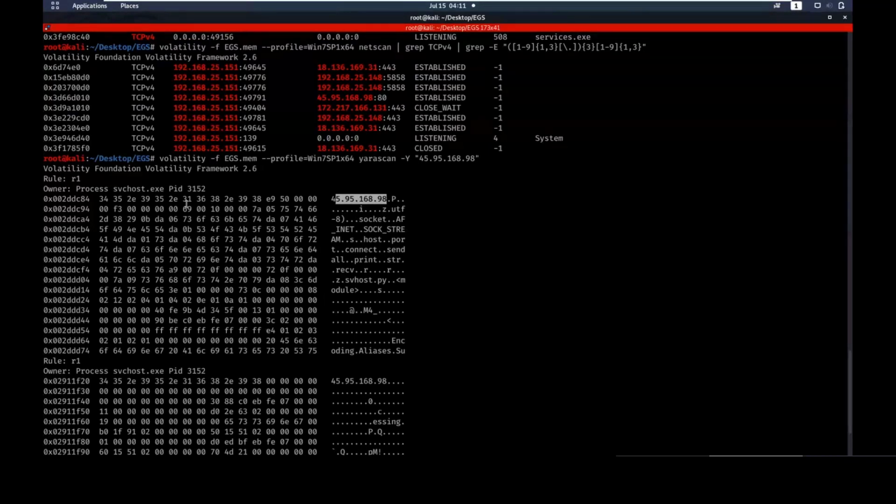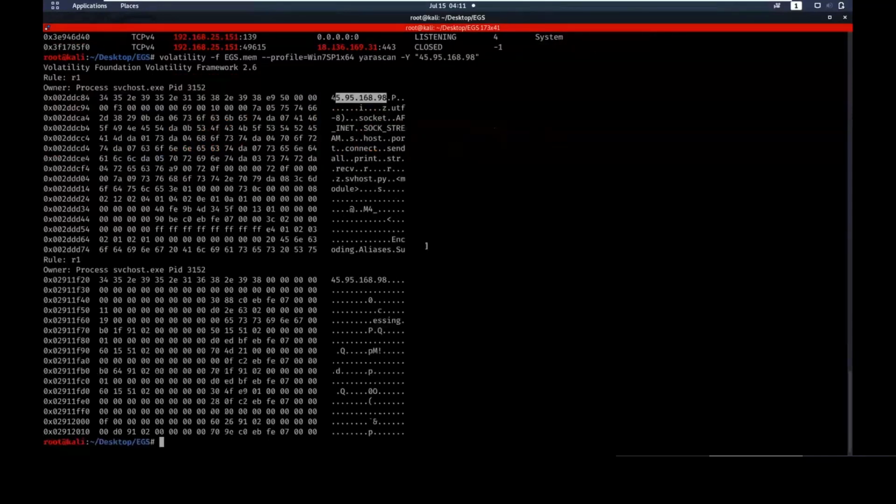I have an SVC host. It has a suspicious parent ID, and now it makes a network connection and uses port 80. Port 80 is one of the techniques that malicious applications use to hide their activity amongst normal users. So now I have enough evidence to prove that the SVC host is the malicious one.